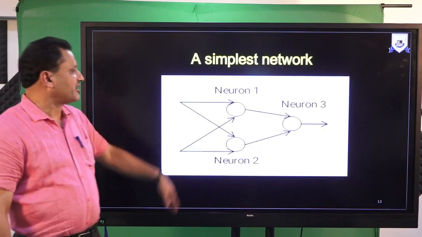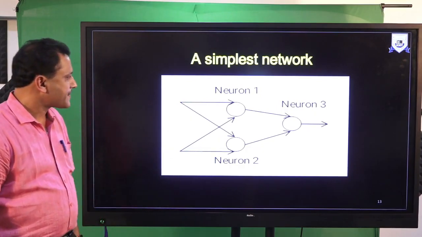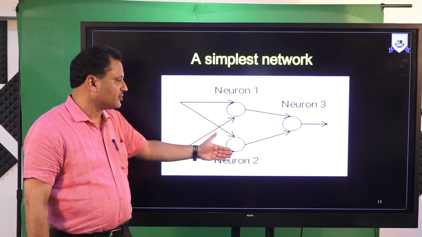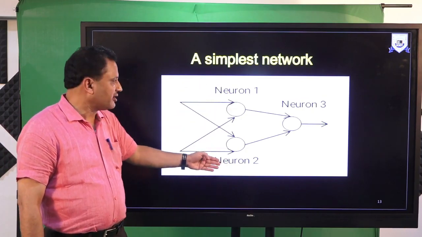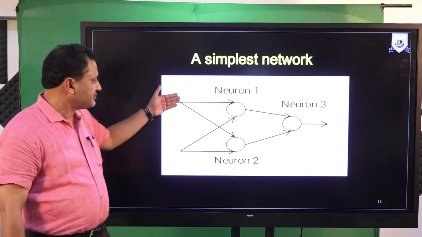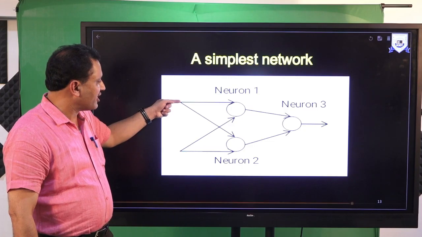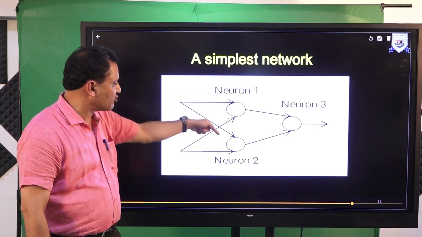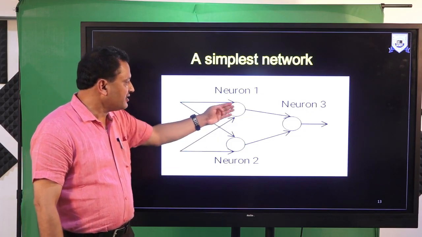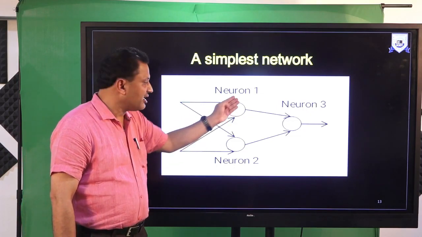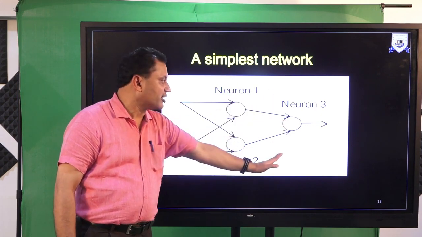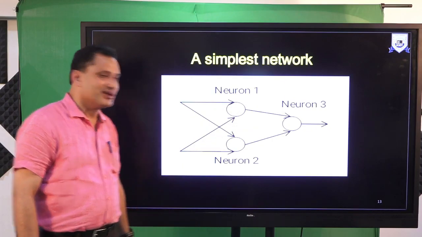So this is the simplest kind of network. You see, these are the inputs, neuron 1 and neuron 2. This is called the input layer. The input layer has two neurons here, neuron 1 and neuron 2. This input has a connection to the first neuron and also to the second neuron. The output of these neurons works as input to the output layer neuron. So this is called the input layer, this is called the output layer. This is the simplest structure of a neural network.